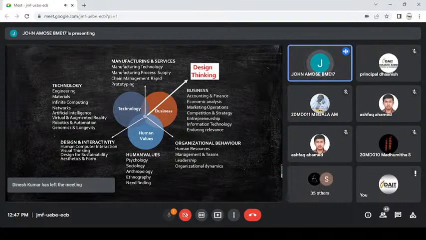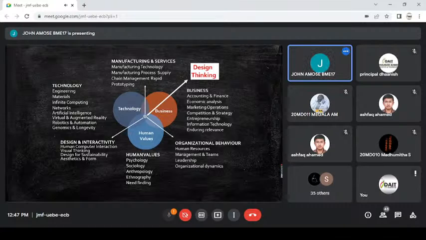When it comes to human values and business, you have the entire HR department, which has to take care of the growth of the business as well and recruit the right people. It is also about having the right policies for the employees of the organization, and the human values are kept intact. So the HR management team, leadership, and organizational dynamics are totally taken care of by what we call organizational behavior.